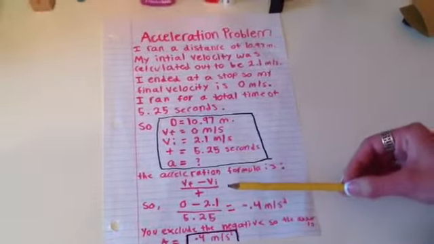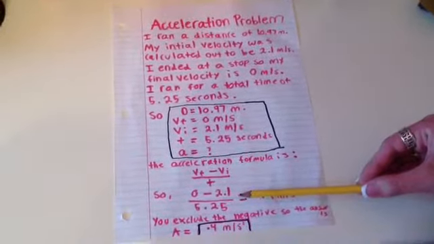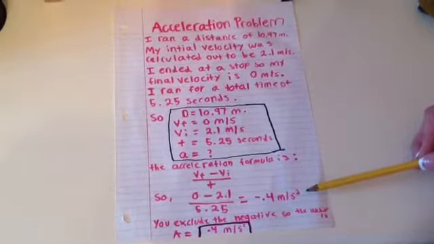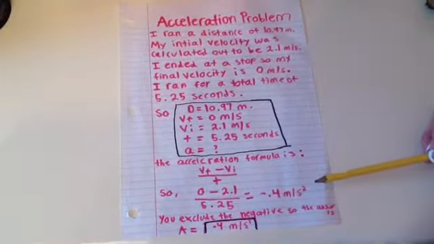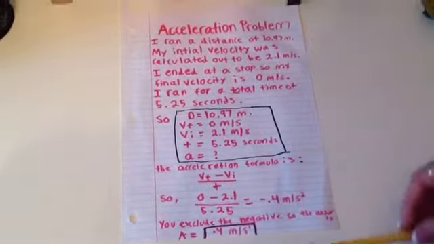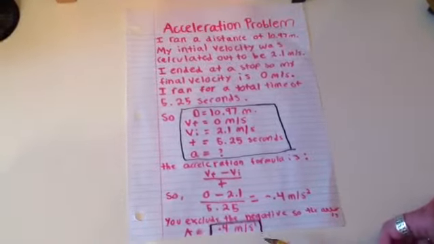So you would do 0 minus 2.1 divided by 5.25, and you would get an acceleration of negative 0.4 meters per second squared. But since you can't have a negative acceleration, you would just ignore the negative sign, and your acceleration would be 0.4 meters per second squared.